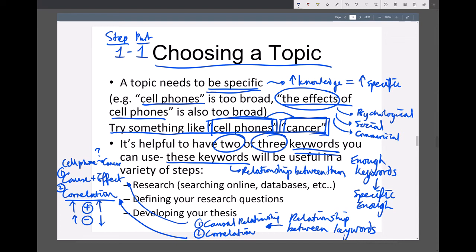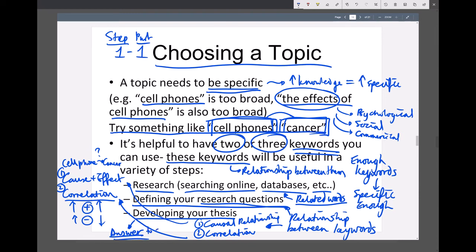Okay, and to find the relationships and to find the keywords, you want to search online. Look for related words. You might start with one word, cell phones, but maybe other articles would find other keywords for you, and you would use those keywords to ask questions about the relationship between them. And finally, as you ask those questions, you would start to develop your answer, your thesis to the question that you ask.